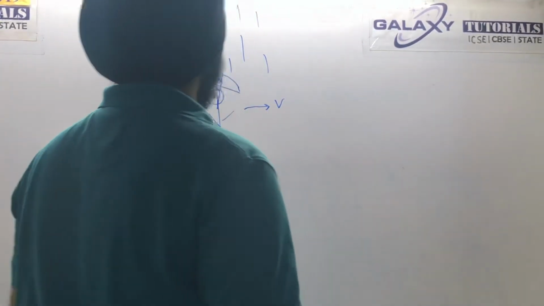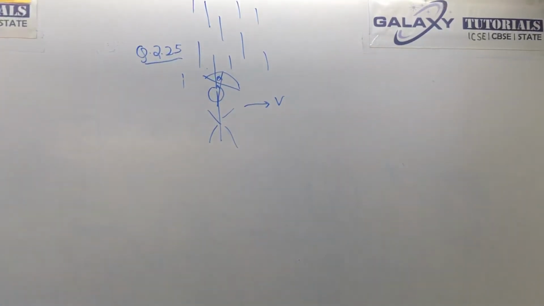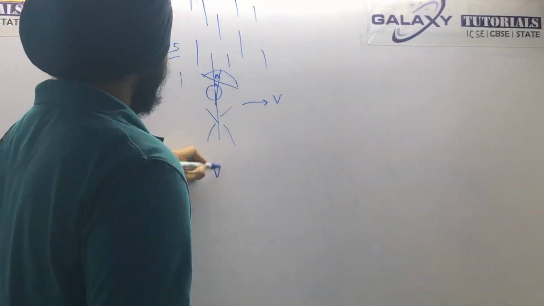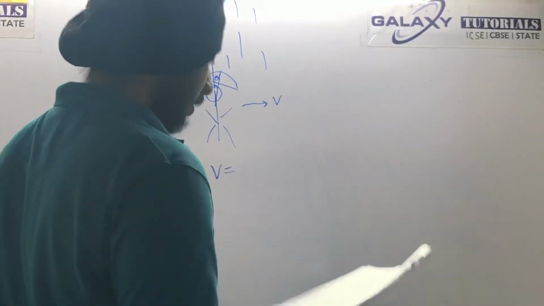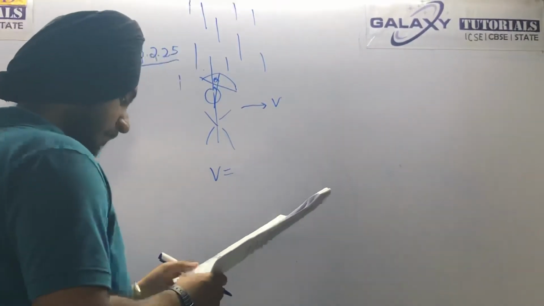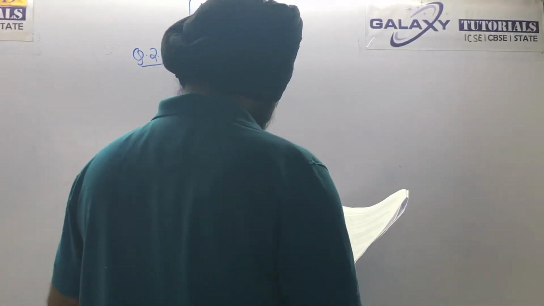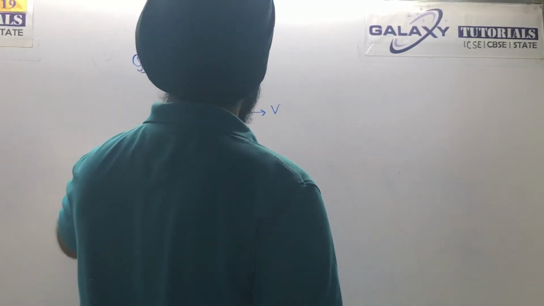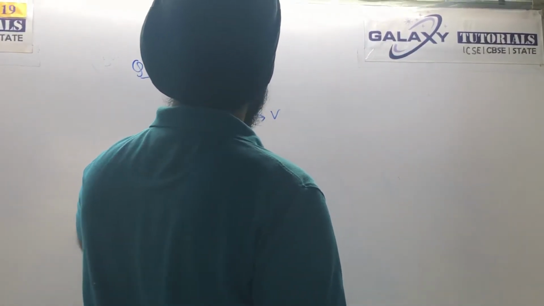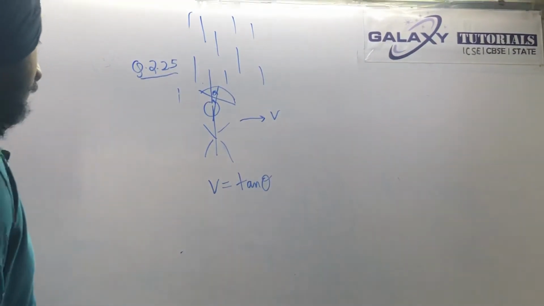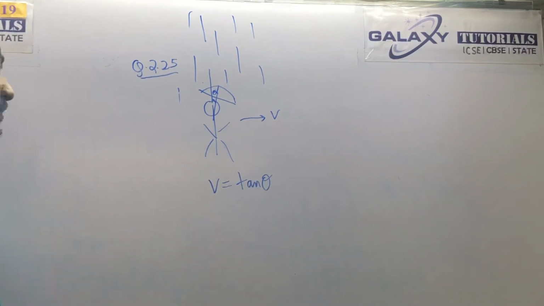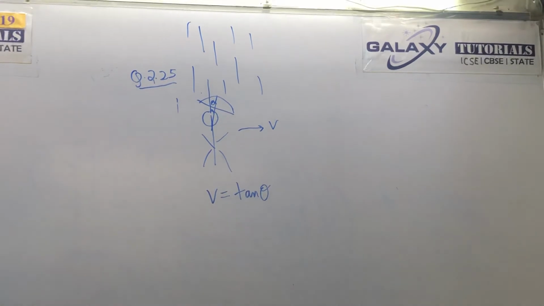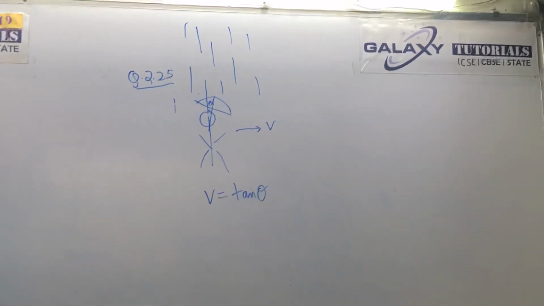Okay, the rain is falling down vertically. They have given us an equation for the relationship between this man's velocity and the angle theta of the umbrella: it is tan theta. They are asking us whether this relationship is correct or not. This is what they have asked us in the question.